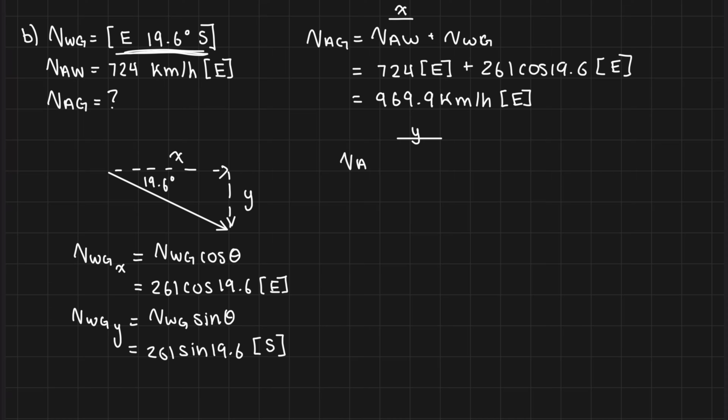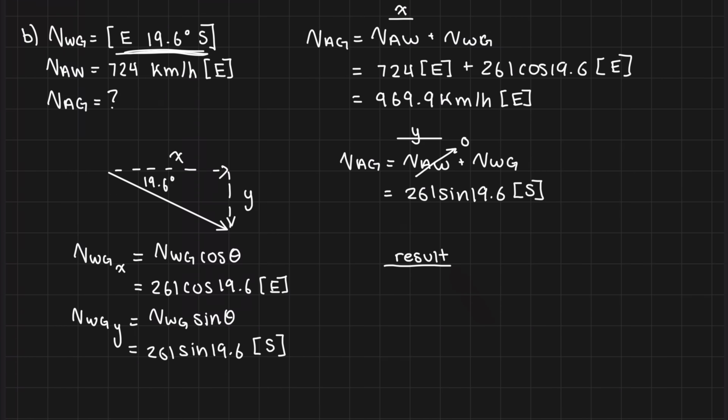Now in the y direction, I am copying down that same formula from above, except this time the VAW is not going to have a value. As you can see here, I'm demonstrating that it is equal to 0, and that's because our VAW has only ever been in the east direction, which means that our VAG in the y direction is just going to be equal to the velocity of the wind in that y direction. We can then go ahead and calculate our result.